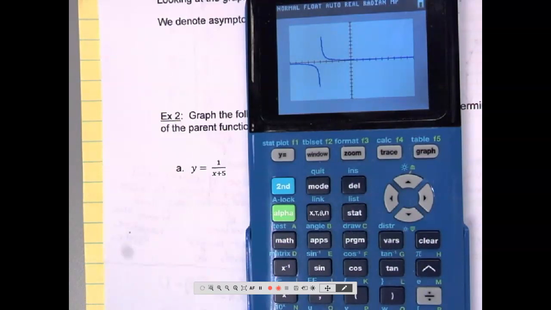Hey guys, if you took AP Stats, if you are not getting a correct graph, go to your stat plot. You probably have one on. Check that.